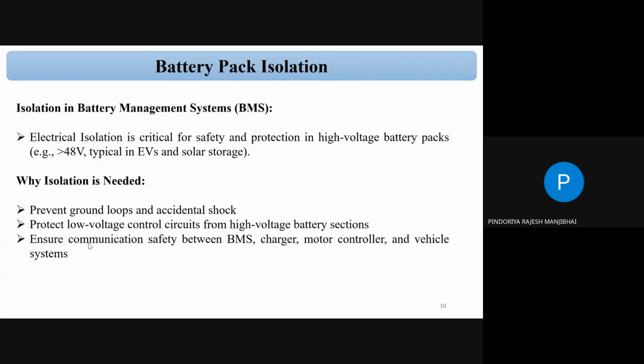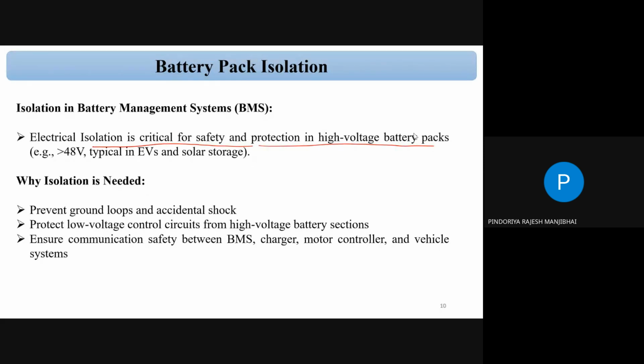Now, next one is battery pack isolation. Why is isolation required and what is isolation? Isolation simply means we have to separate two devices, maybe two cells, maybe two devices, anything. Suppose we have a panel 1 and a panel 2, we have to divide both panels, so we have to isolate both panels. Electrical isolation is critical for safety and protection in a high voltage battery pack, because high voltage means high current, so it is a big risk.